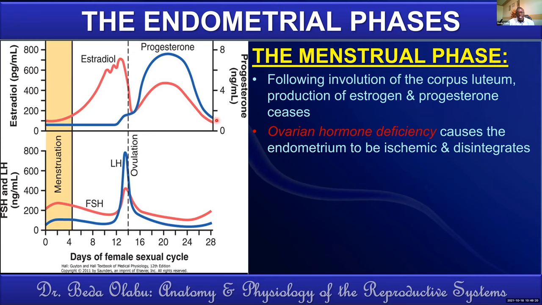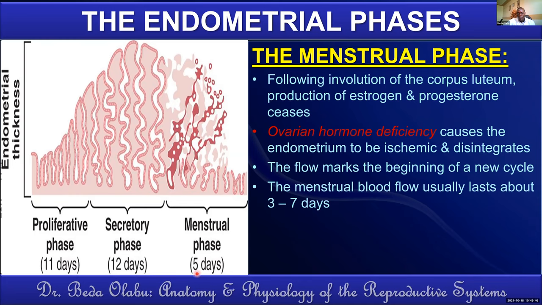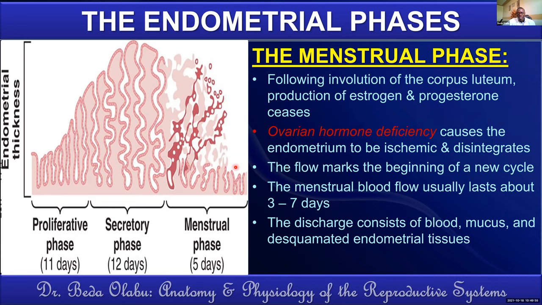So I want you to understand that the menstrual phase is a result of ovarian hormone deficiency. And that day where menstruation begins is considered the first day of the cycle. The flow usually lasts for about 5 days, plus minus two, which means maybe from 3 to 7. The discharge that comes out during menstrual flow will contain blood, mucus, but also the desquamated endometrial tissue. Remember, the layer that desquamates is the stratum functionalis, the stratum basale remains. Usually, the menstrual flow does not clot in normal circumstances because it has some anticoagulants within it.